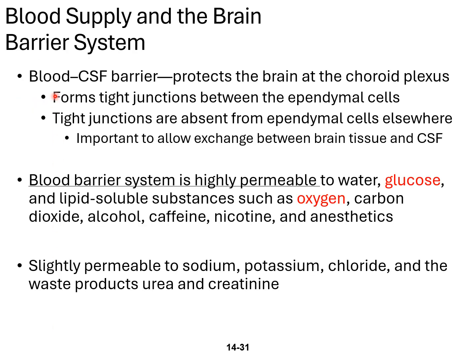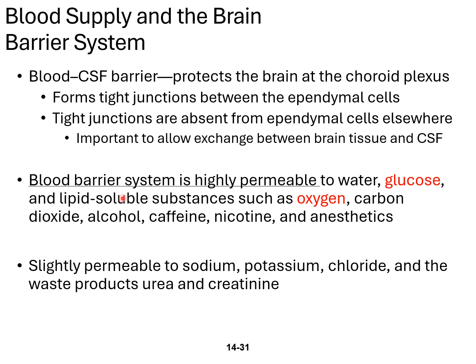And finally, the cerebrospinal fluid barrier protects the brain at the choroid plexus. It forms tight junctions between the ependymal cells, and those tight junctions are absent from other ependymal cells elsewhere, and they're important to allow exchange between the blood, brain tissue, and the cerebrospinal fluid.